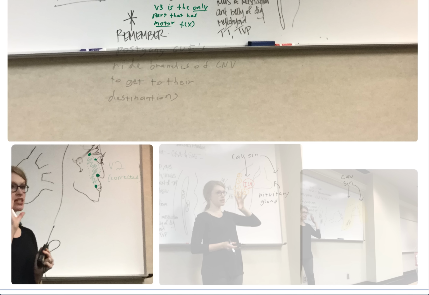Temple, corner of the eye, corner of the nose, corner of the mouth. Essentially, if you just take a line and connect all of those things, that's V2, okay? So it's the temple, the nose, and then your upper lip. All of that little strip is V2. Everything above it is going to be V1, and everything below it is going to be V3.